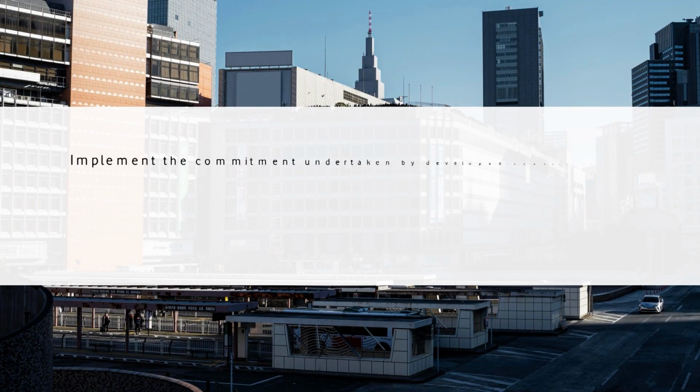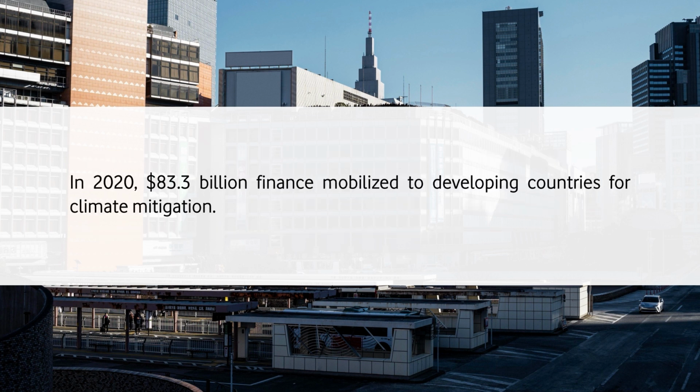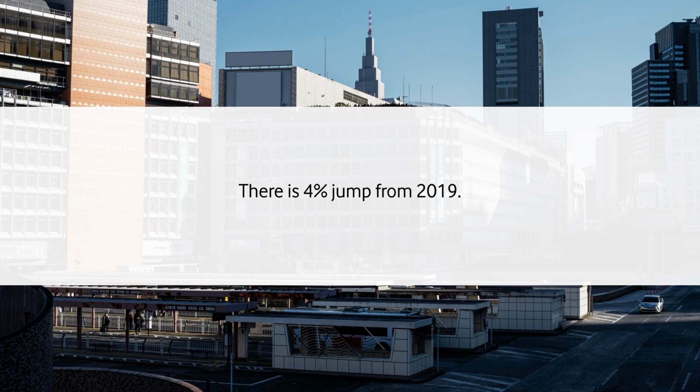Now we will talk about target 13.A. The target 13.A talks about implementing the commitment undertaken by developed country parties to the UNFCCC to a goal of mobilizing jointly 100 billion annually by 2020 for mitigation actions and transparency on implementation. In 2020, 83.3 billion US dollars were mobilized to developing countries for climate mitigation by the developed nations. There is a 4% jump in this fund from 2019.